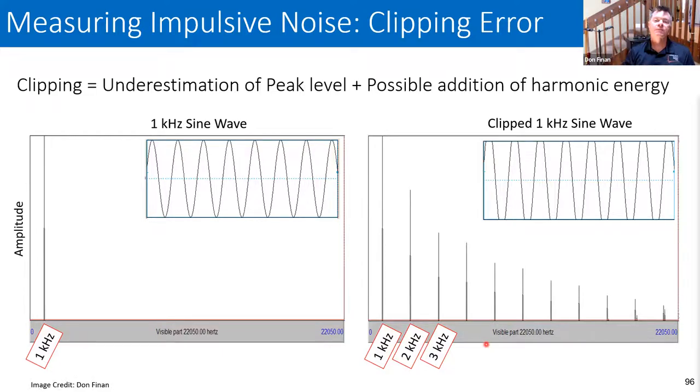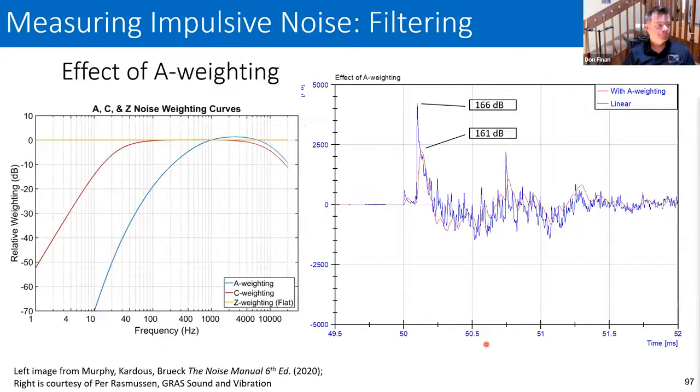They shouldn't be there. That can also occur with clipping, meaning our signal has now been destroyed. We've added signals to it, and we've also destroyed the top and bottom peak measurements.